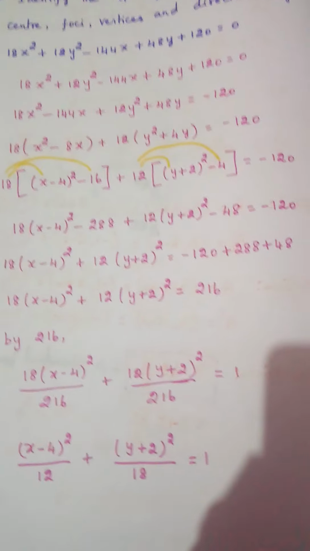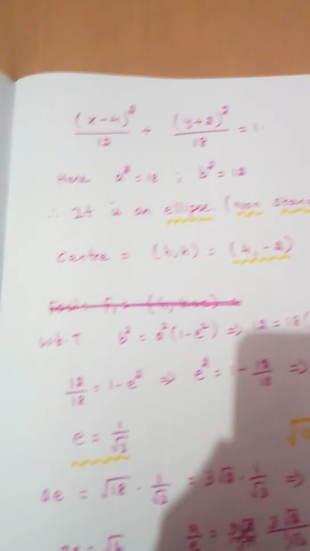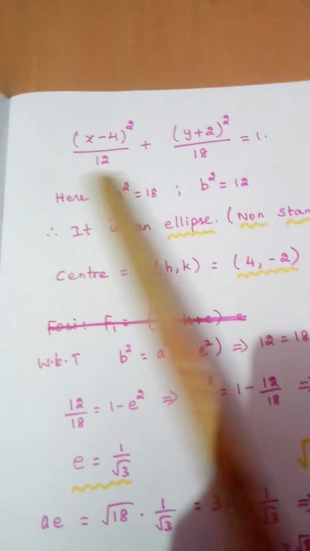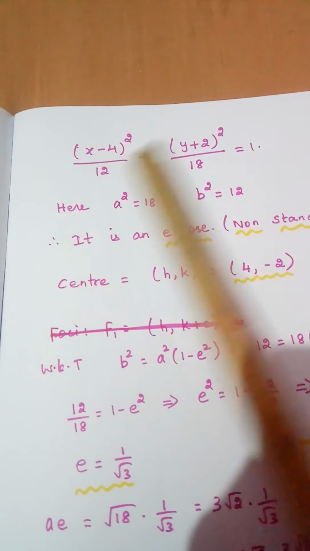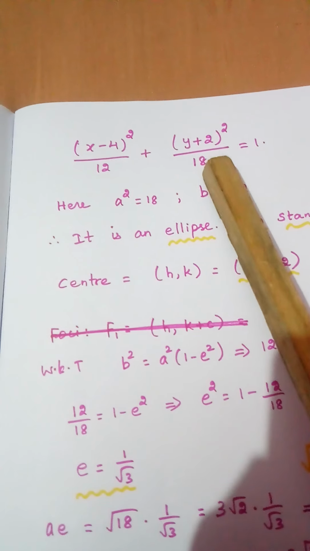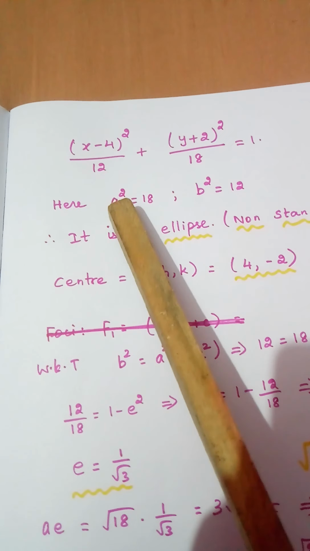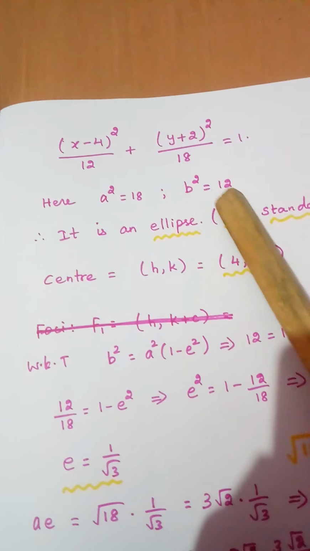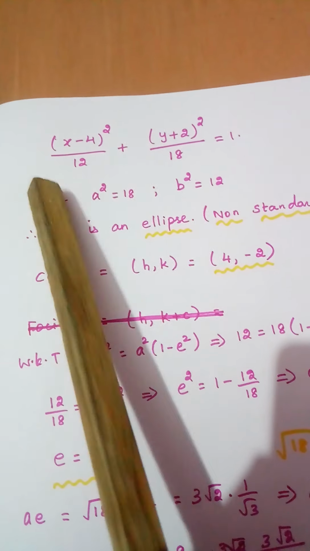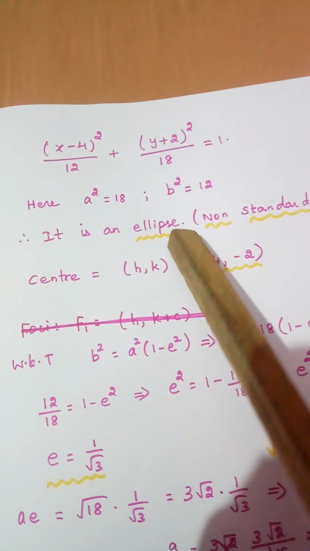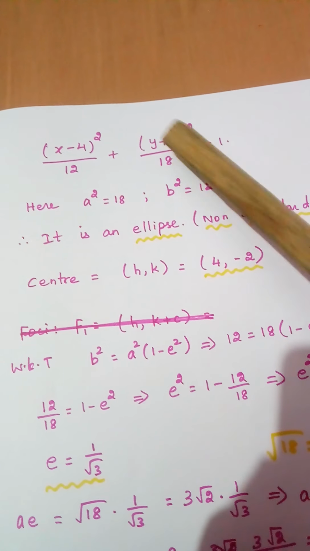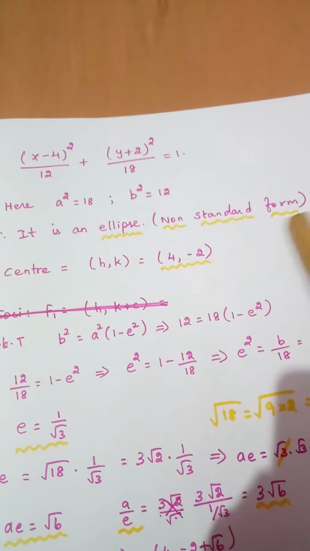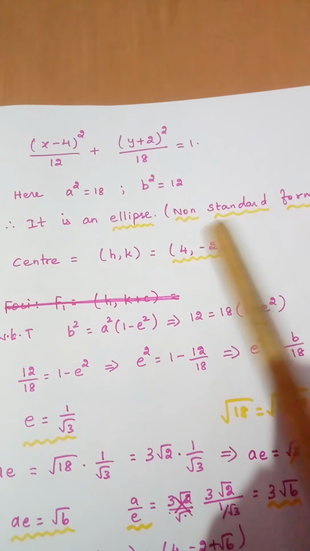Now again I am going to write the same thing here. The same equation is written here, x minus 4 whole square. This is the equation that we have obtained. By simply seeing this, we can easily say this is the bigger number, so I should take that as a square. This is the smaller number, should be taken as b square. Therefore what should I say? This equation is an ellipse. But since the bigger number comes under y, it is of non-standard form.